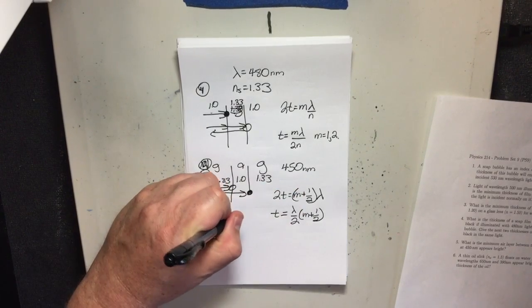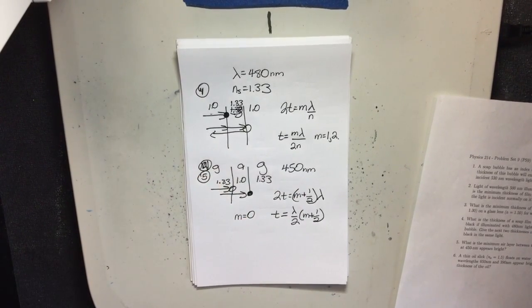Minimum air layer means m has to be 0. If you got m plus 1/2, the minimum m value will be 0. If you just have m, the minimum value of m is 1.